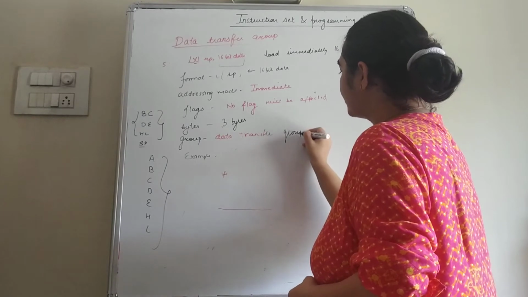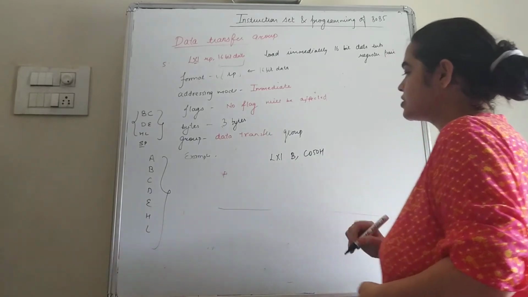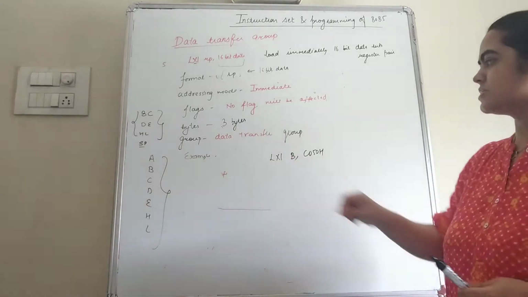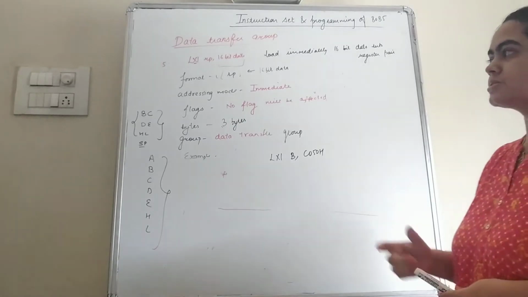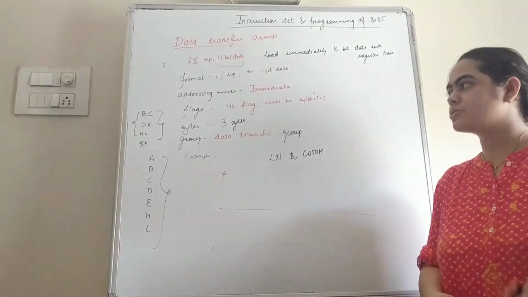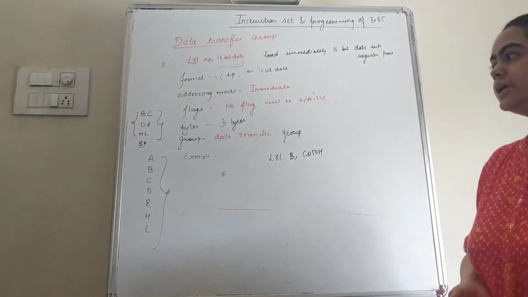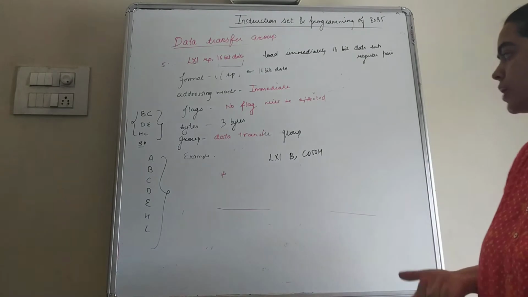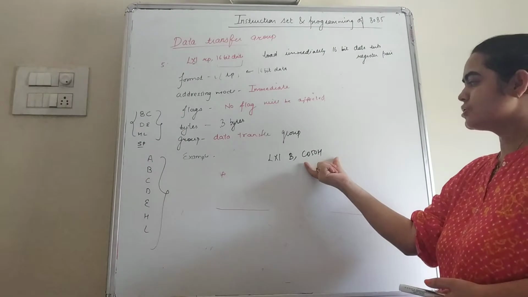So example, for example, we have LXI B comma C050H. So students, in this instruction you have to write only one register. So this register means we are talking about the BC pair, because in microprocessor we have predefined register pairs, that is BC. If we are writing B, that means obviously we are talking about BC. If we are writing D, that means we are talking about DE. If we are writing H, that means we are talking about HL pair. So example of this instruction is LXI B comma C050H.